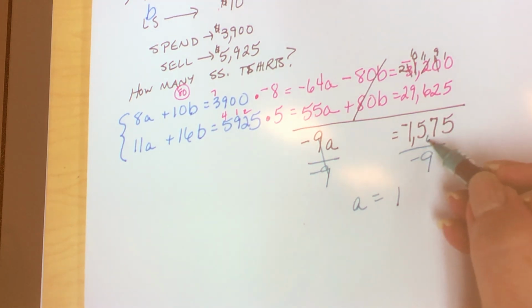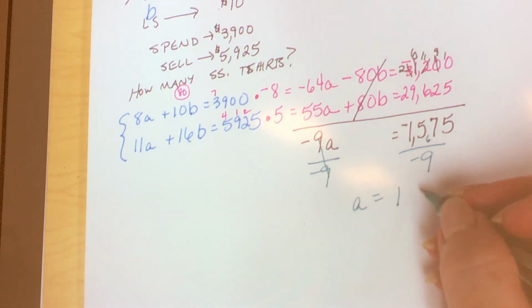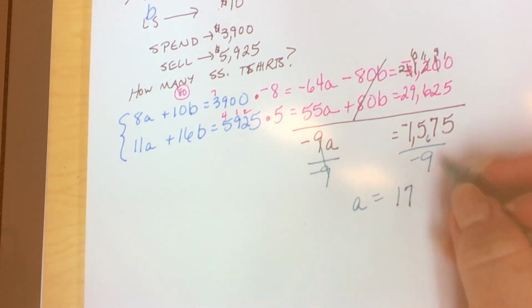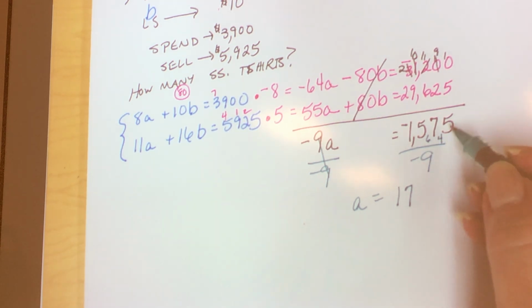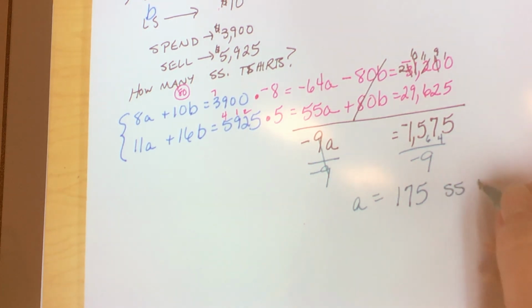How many times does 9 go into 67? 7. That's 63. Okay? So that means I got 4 left over. How many times does 9 go into 45? So 175 short sleeve t-shirts. Quick math.